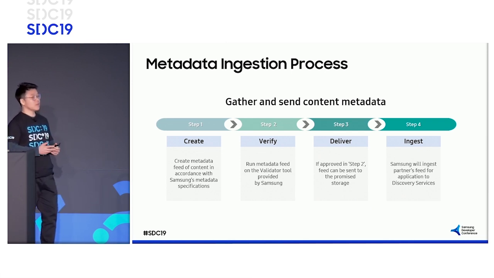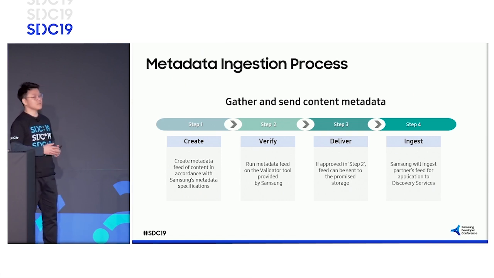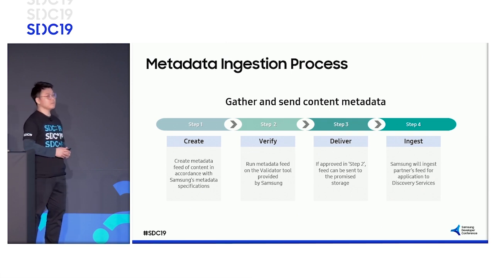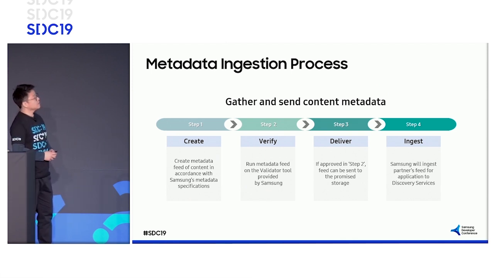Now we support 3 ways to get your feed file: FTP, AWS S3, or Web API. Also, usually the ingestion period is once a day, and the feed file itself can be written in XML or JSON, whatever you want. Yes, it was all about the metadata ingestion process. Then let's move to the app development.